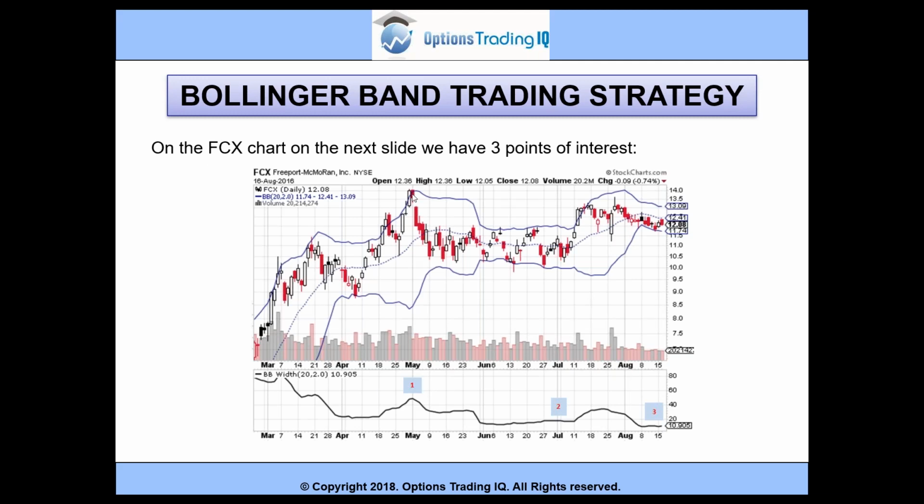Point 1, the Bollinger Bands get really, really wide, and then going forward, the stock trades in a more narrow range for a couple of months. Point 2, we've been trading in a really narrow range. The Bollinger Band width is really, really tight. Then we get a breakout. Then again, we get some wide Bollinger Bands, and then towards the end of the chart here, really, really tight Bollinger Bands. So again, ready for a breakout potentially.